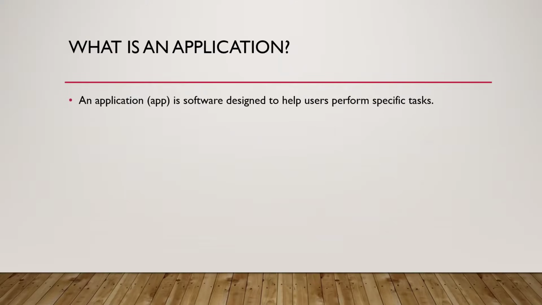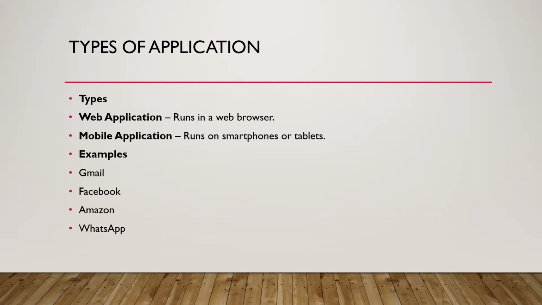So, what is an application? As we all know, an application is software designed for users to perform their specific tasks. Nowadays we are using many applications, on computers as well as mobile phones. So we have all the applications in our hand. There are two types of application: one is web application, the other is mobile application.